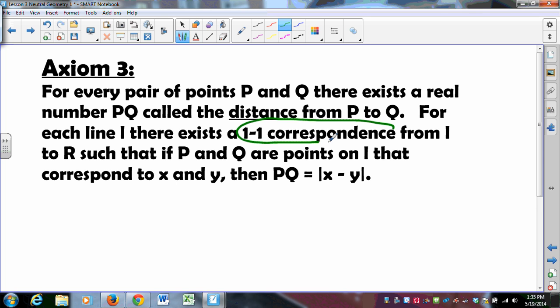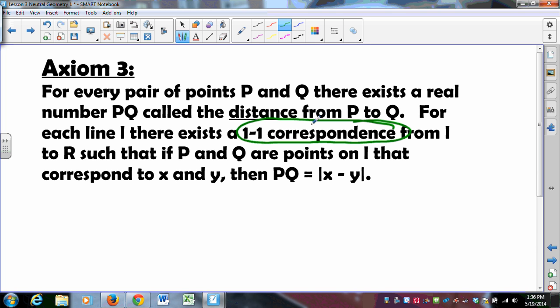We're going to go back to Math 239 for a moment, Introduction to Proof. One-to-one correspondence means if we have two different values in the codomain or in the range, they come from two distinct values in the domain. So if you give me two real numbers, they have to correspond to two different points on L. And if you give me two different points on L, they have to correspond to two different real numbers. Okay?